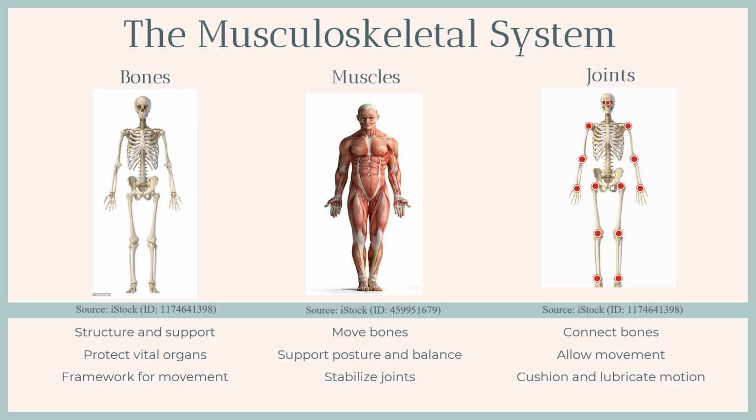When any part of the system becomes irritated or starts to wear down, you can feel pain, stiffness, swelling, and a decreased range of motion. And because all of these structures work together, even small changes in one area can affect the whole joint. When stability, cushioning, or lubrication are disrupted, the body often compensates in ways that increase strain over time. That's why early recognition and support of joint health are so important.